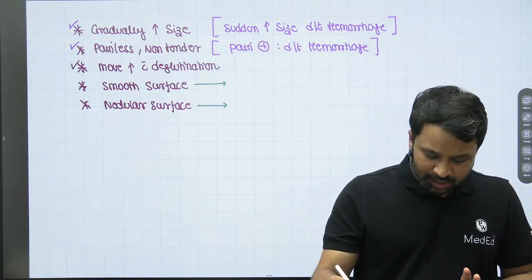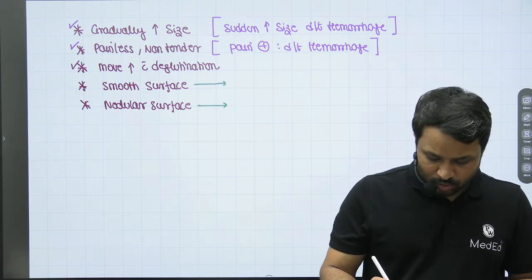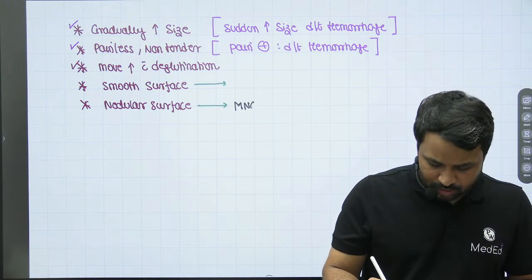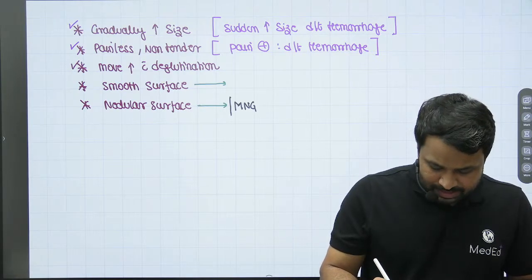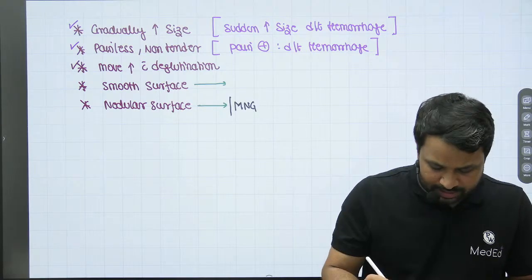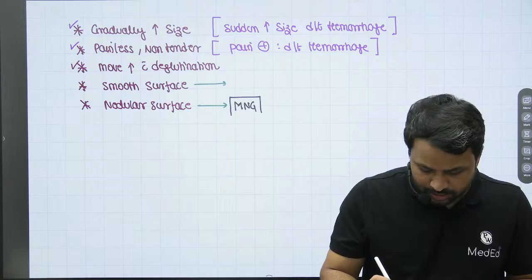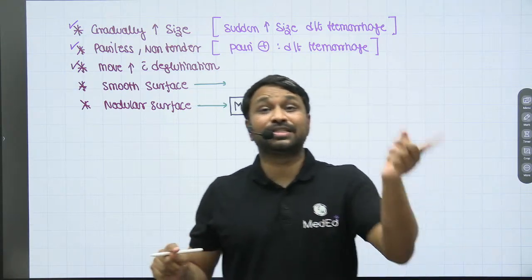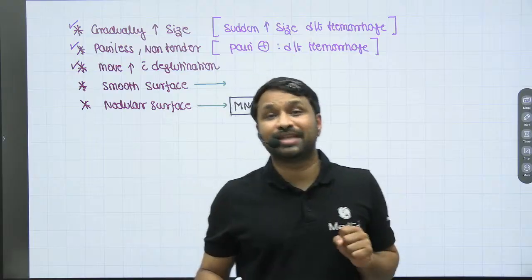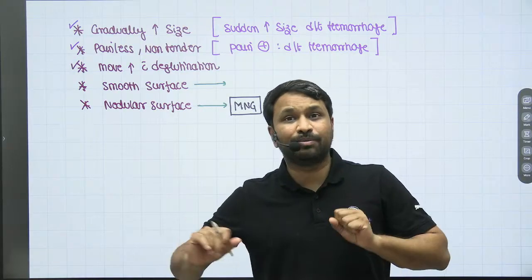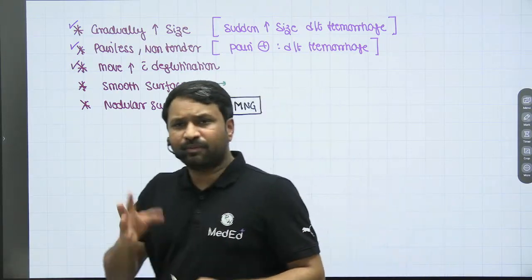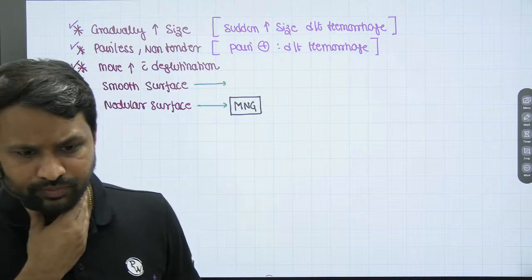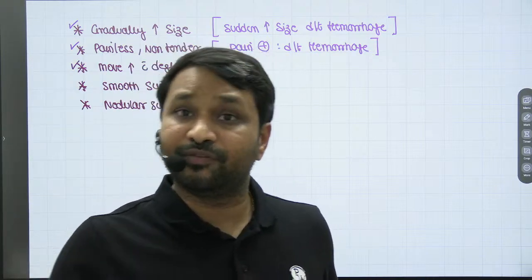If there is a nodular status, I know I am dealing with multinodular goiter. So presence of nodularity confirms it is a multinodular goiter. But if you have a smooth surface, it does not confirm that the patient is having a diffuse hyperplastic goiter. Why am I telling you this? If a patient is having a smooth surface, you cannot confirm the patient having a diffuse hyperplastic goiter.